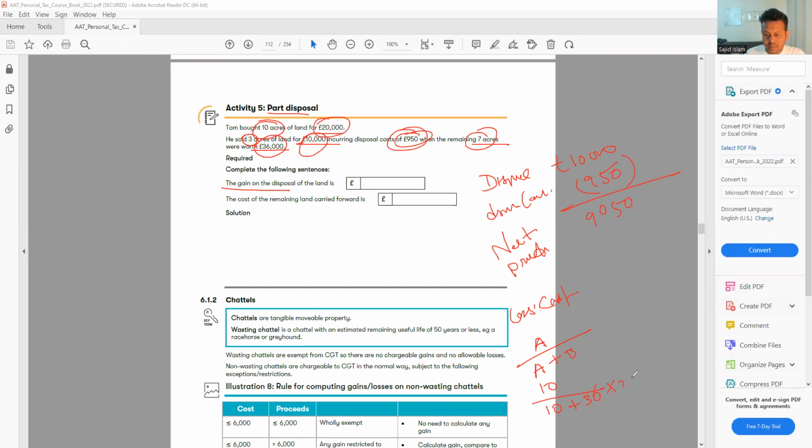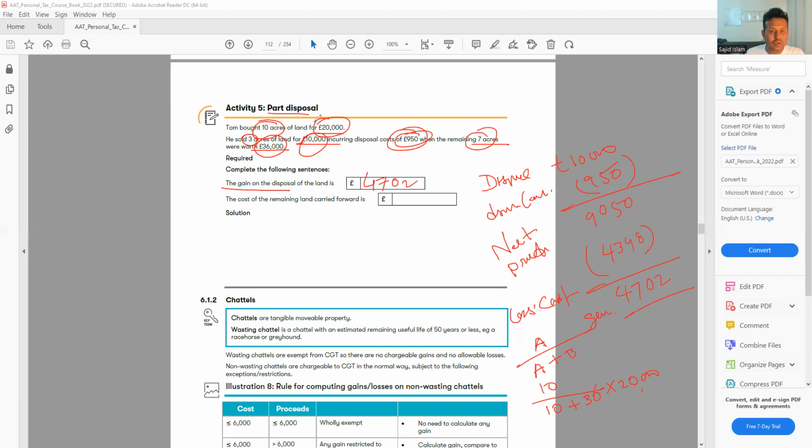So 20,000. So 10 divided by 46 times 20,000, and it will tell me how much is the cost for the 3 acres, the part disposal. So that gives me 4,348. If you minus that, that will give me 4,702. So this is my gain on disposal. Gain on disposal 4,702.